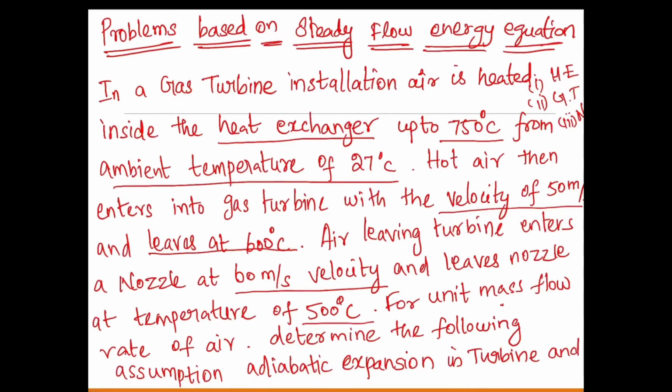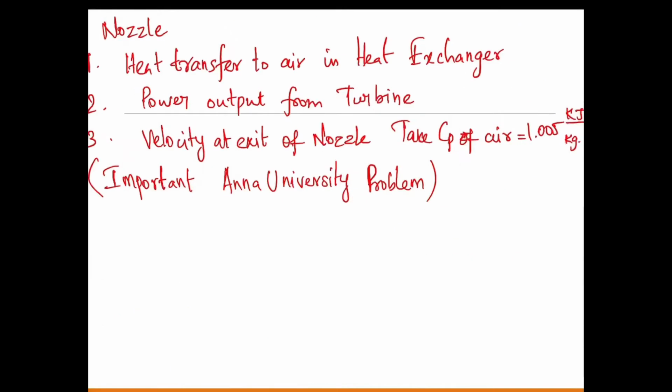For unit mass flow rate of air, determine the following, assuming adiabatic expansion in the turbine and nozzle. What we have to find out is: first, the heat transfer to air in the heat exchanger; the second one is the power output from the turbine; the third one is the velocity at exit of the nozzle. Here take the Cp value as 1.005 kilojoules per kilogram Kelvin.